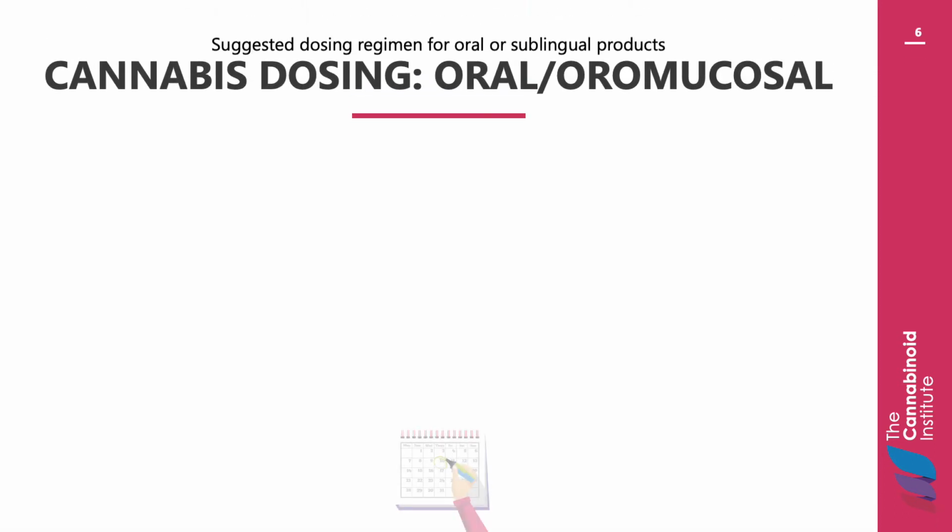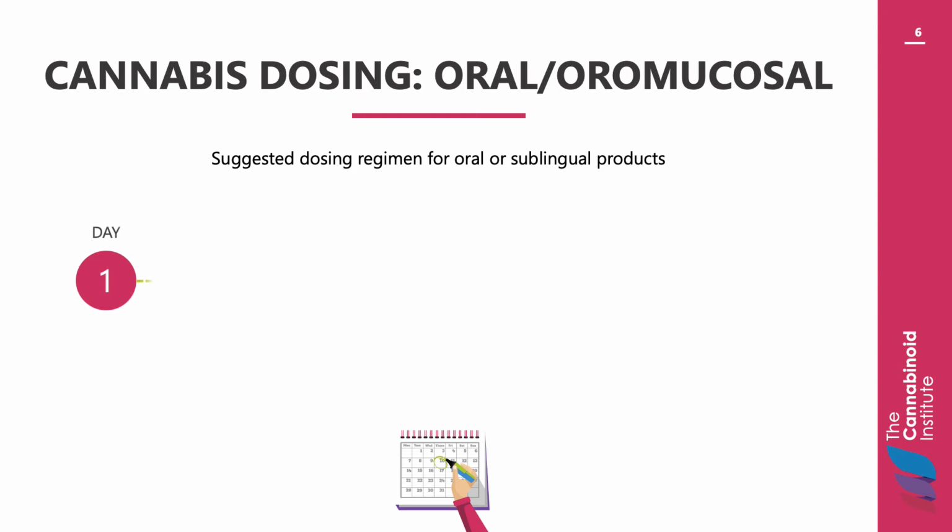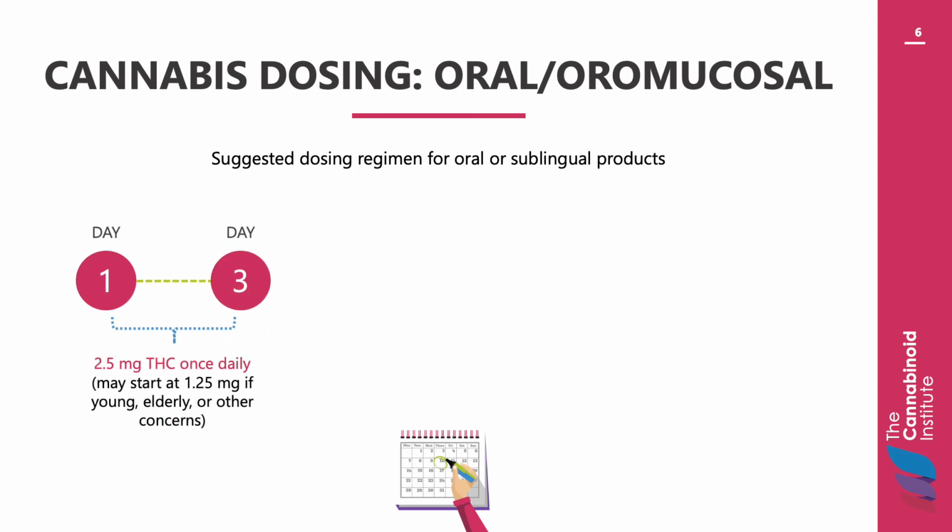The suggested starting dose of cannabis medication is around 2.5 milligrams of THC once a day. For young, elderly, or at-risk patients, or those who are naive to cannabis and nervous about the potential psychoactive effects, you may start with 1.25 milligrams of THC as an alternative.